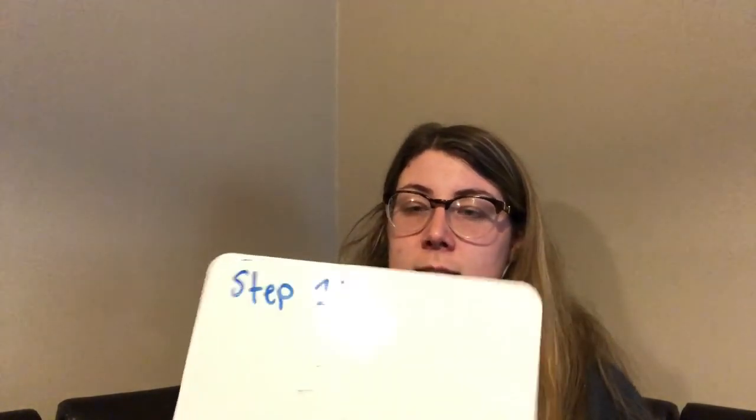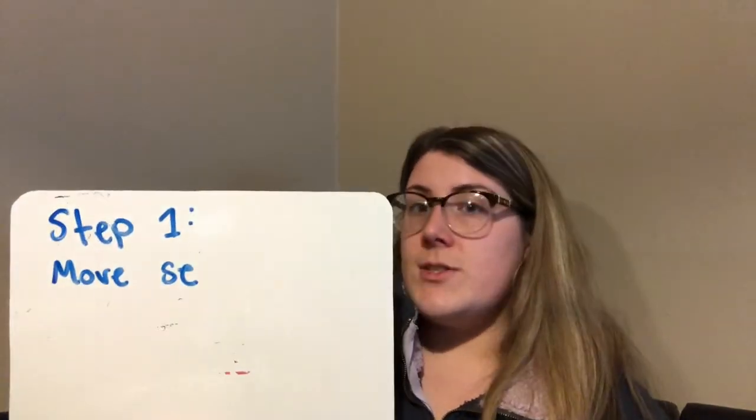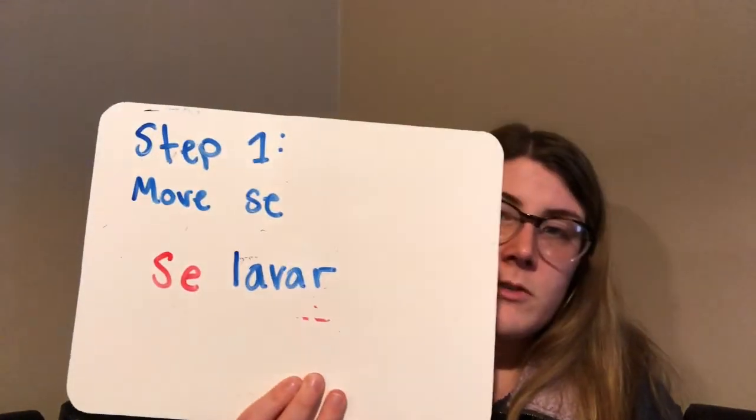So when I conjugate a reflexive verb, step 1, I need to move the se. Now, where does the se go? The se goes at the front of the verb. So if I'm looking at lavar, se is going to go here. And it'll look like that.